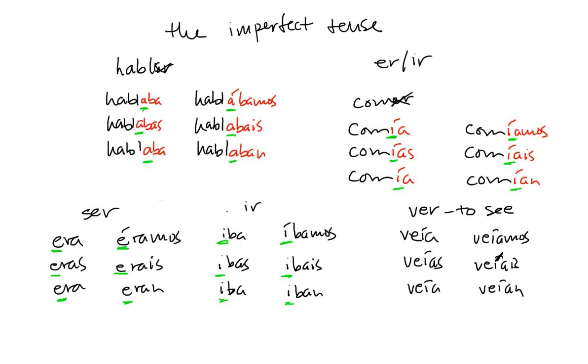Continuous actions in the past, ongoing actions in the past, or habitual actions in the past. In the next lesson, we'll talk a little bit more about the differences between the preterite and the imperfect. These are the imperfect conjugations.